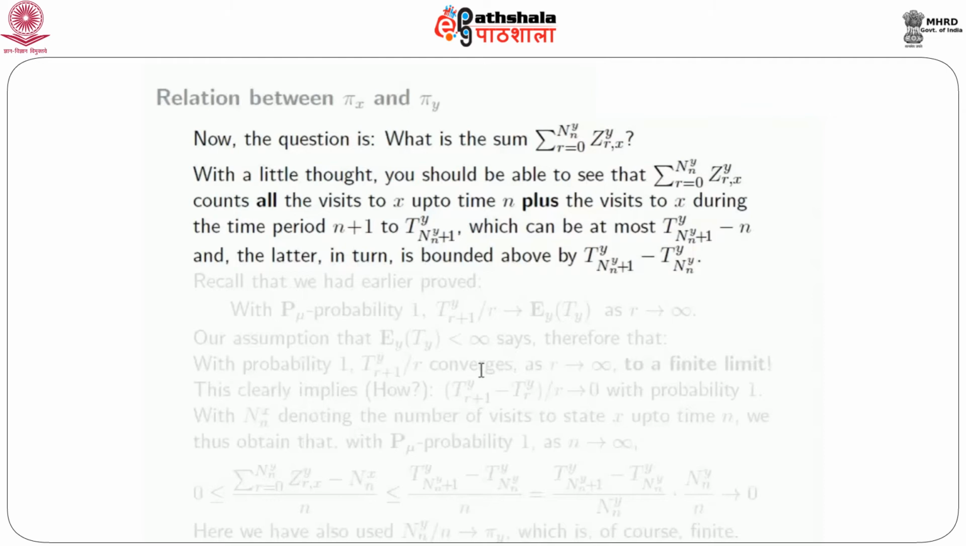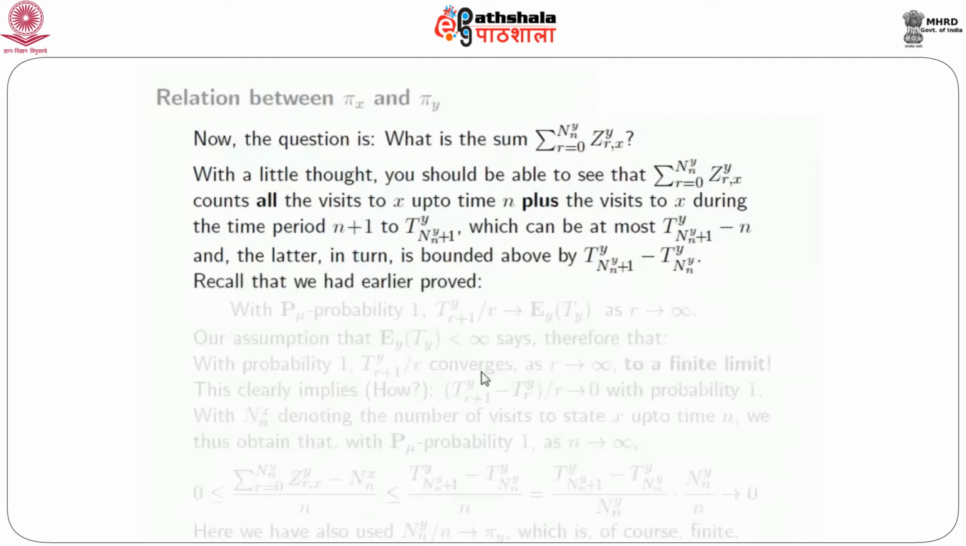Of course, this additional part, the number of visits to x during the time period n plus 1 to T(Nyn plus 1), can be at most the duration of this time interval, which is T(Nyn plus 1) minus n, and that in turn is bounded by T(Nyn plus 1) minus T(Nyn).